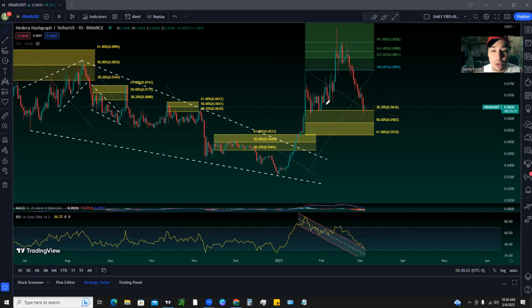And so now we're pulling back to our major retracement levels that we had previously. And as I mentioned, we're putting in a little bit of a double bottom here. So pay close attention to 0.0636. That's going to be a really key level to pay attention to. All right. If we break below there, most likely we're going to retest some of our previous lows around 0.0583 and 0.0530.